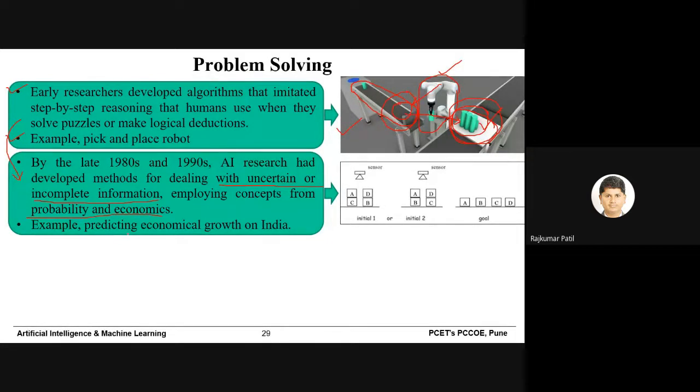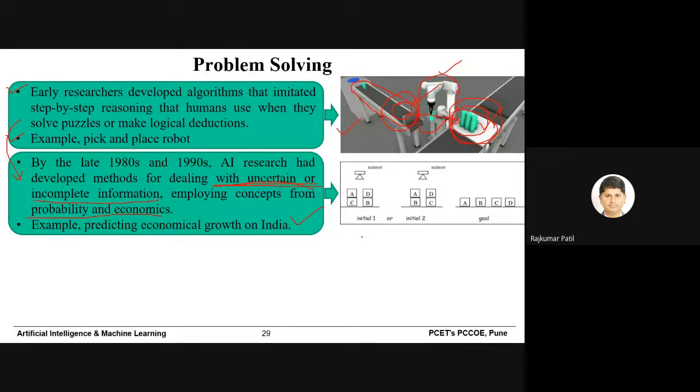Here we can take the example of predicting the economic growth of India. There are so many parameters involved in the economic growth of India, and it is also uncertain, because just before COVID we were saying that the Indian economy would grow at more than a 10% rate, right? But because of the entry of COVID, it was hampered a lot. So there is some uncertain or incomplete information available.